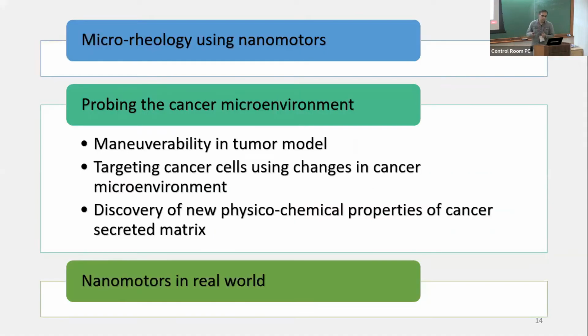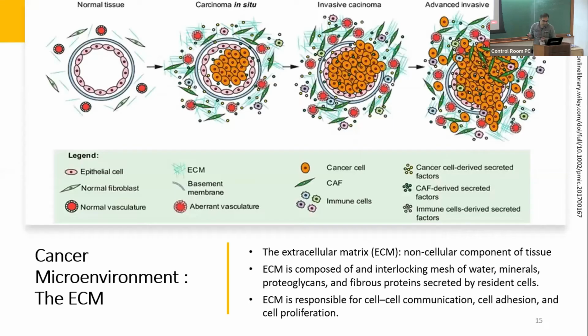So now I want to look into cancer microenvironment. We want to see if we can maneuver in a tumor-like environment, in a tumor model. So this is an engineer's view of cancer and cancer microenvironment. I'm not a biologist, I'm an engineer. And the way I understand it is that normal cells have these well-aligned patterns. They are sitting on a basement membrane. One of those cells becomes cancerous and they start invading the tissue.